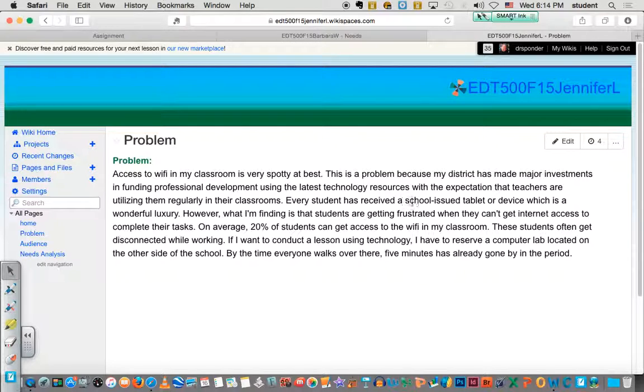If you were describing this to a parent, if you say school issued tablets, that's fine. You don't have to say every student. They don't care about every student, they just care about their own kid, actually. In addition, those that can, the 20% that can connect, are frequently disconnected. That's it. Okay, so what else would be indicative of that problem?